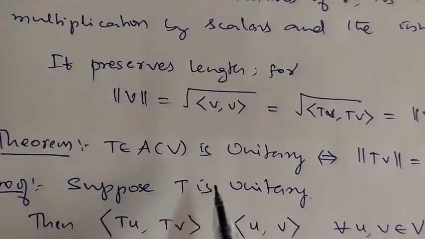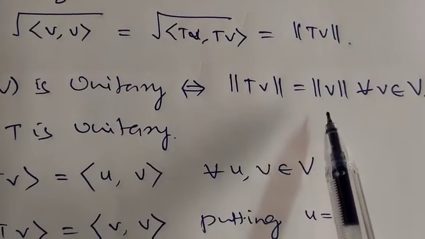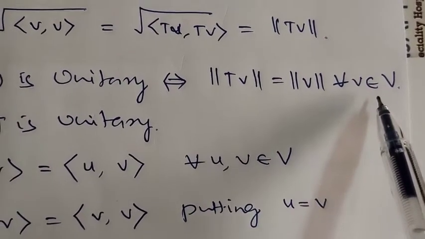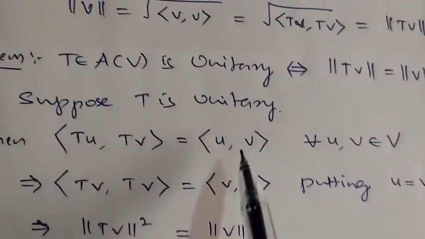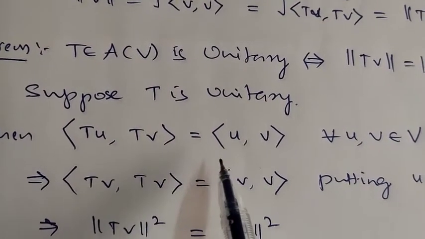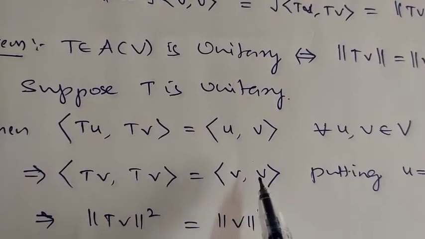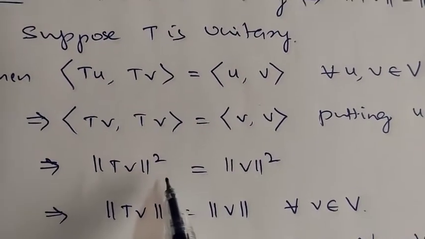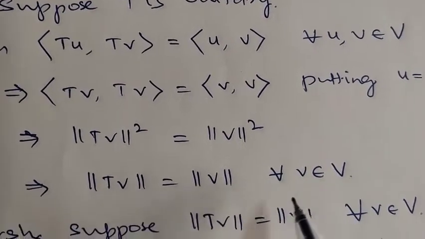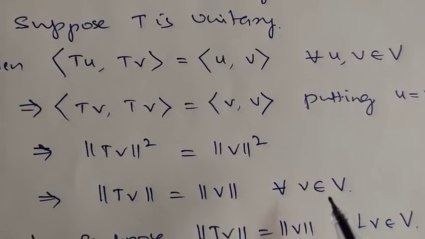Now look here. This theorem says T belongs to A of V is unitary if and only if the norm of T of v is the same as the norm of v for every vector v in V. First, suppose T is unitary. Then by definition the inner product of T of u comma T of v is the inner product of u comma v. Taking u equal to v, this implies the inner product of T of v comma T of v is equal to the inner product of v comma v. So the norm of T of v whole square is equal to the norm of v whole square by definition. This implies the norm of T of v is the same as the norm of v for every v belonging to V. Thus we have assumed that T is unitary, and we have shown that the norm of T of v is the same as the norm of v for every v belonging to V.